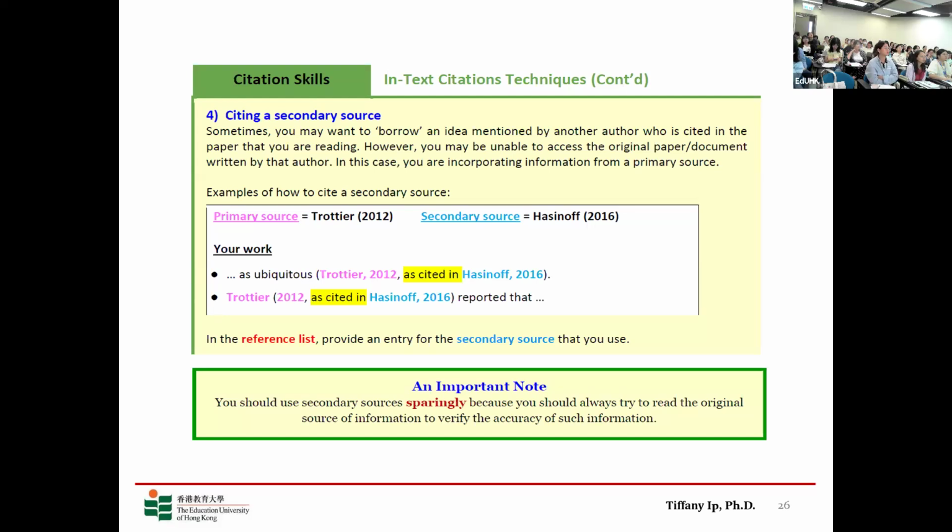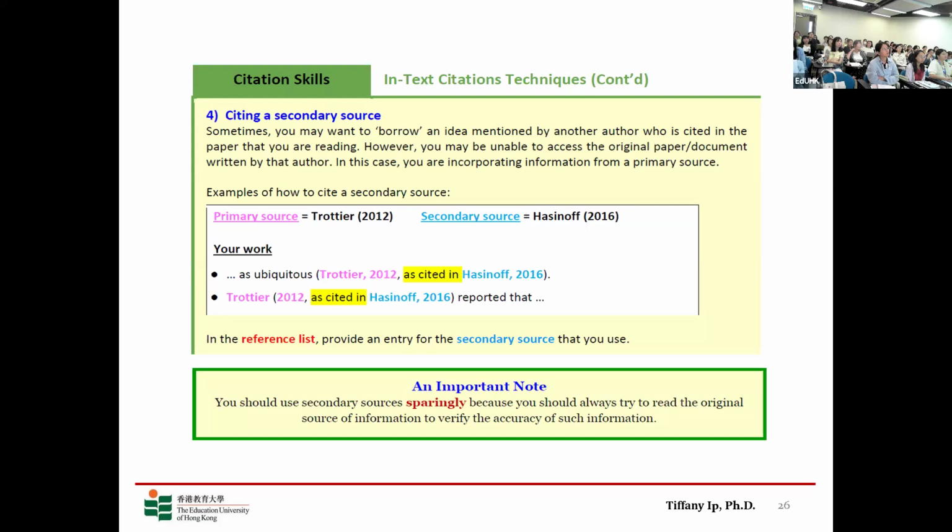You are reading this 2016 article. So of course, the more recent one by Hasanov. And then Hasanov mentioned an older source in his paper, right? And then you find, like, he mentioned this article and the claim is quite interesting. You want to use it in your paper. So in this case, you are not directly reading this 2012 article. You are reading this through the 2016 article. Right? So what we need to do is we cannot just directly cite 2012 here or cite this 2016 here. Okay? Both will be incorrect.